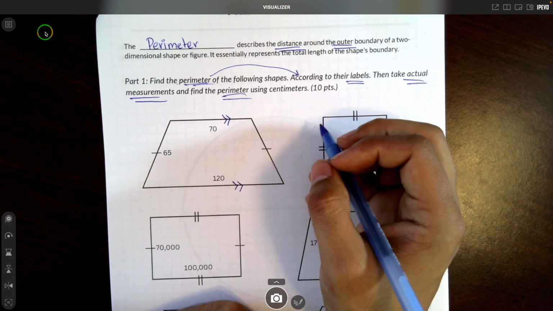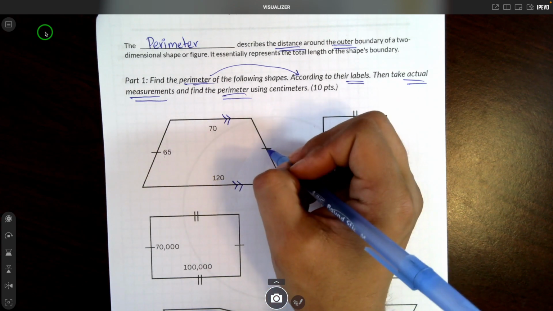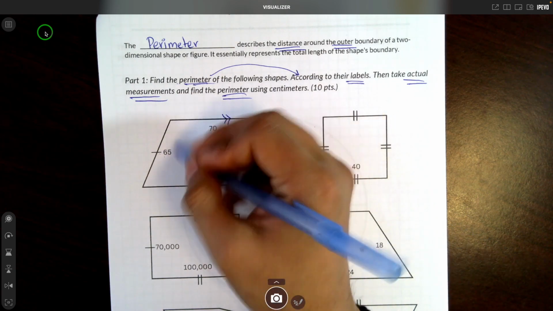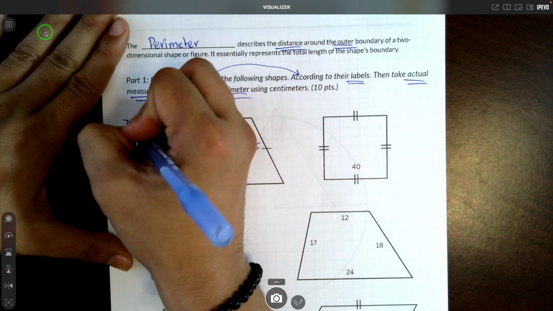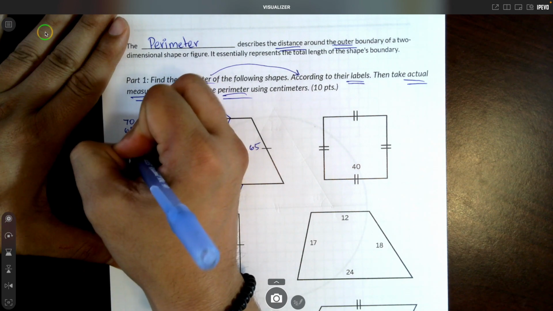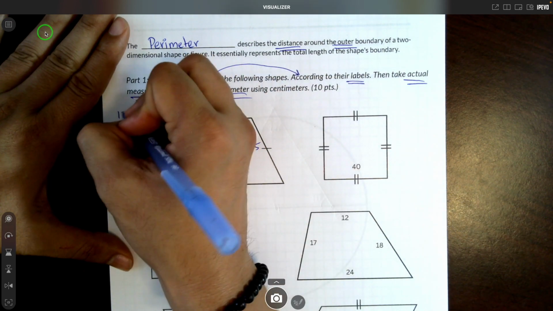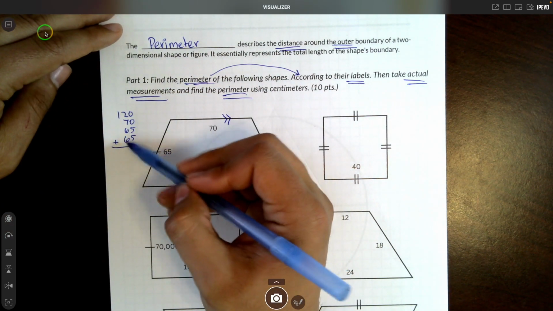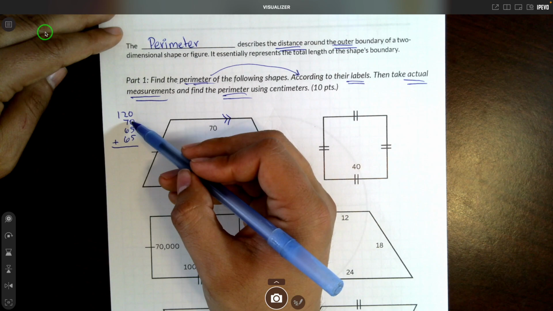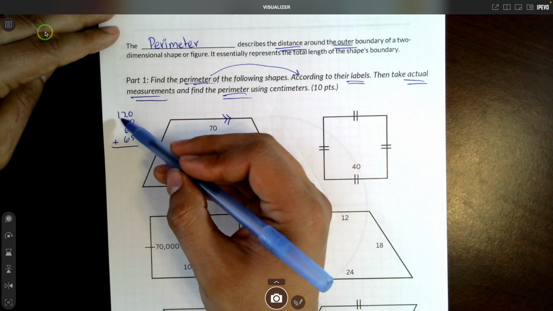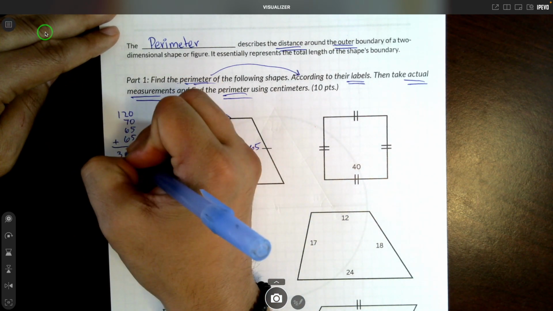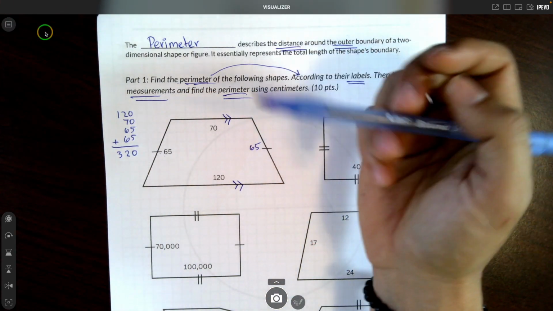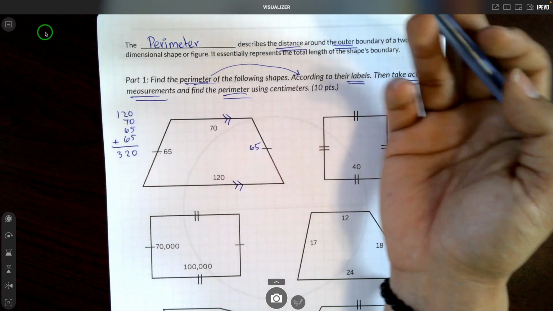So it's just practice. But what you're going to do is say, since this side is congruent to that side, we just want to add up all these numbers. So it's 70 plus 65 plus 65 plus 120. If you add these numbers up, 65 and 65 is 130, plus 70 is 200. 200 plus 120 is 320. But it doesn't tell us what it is.